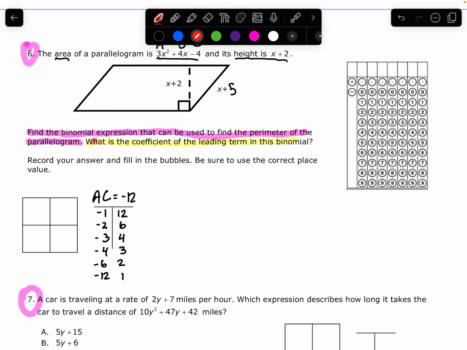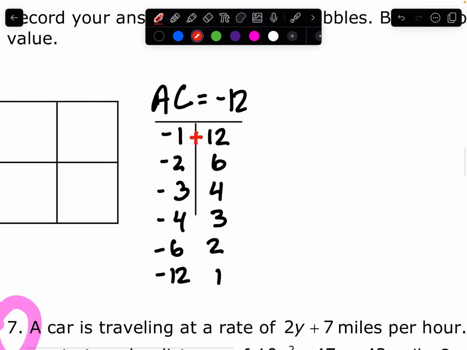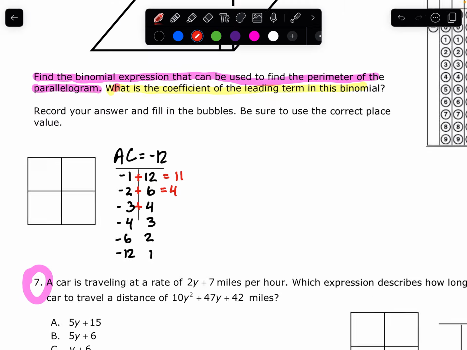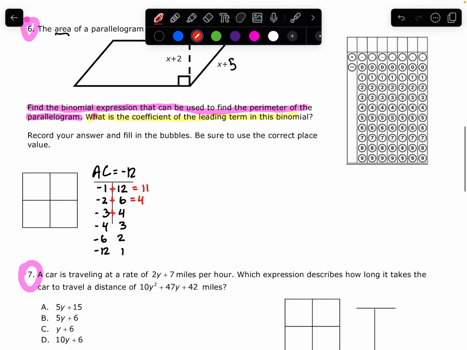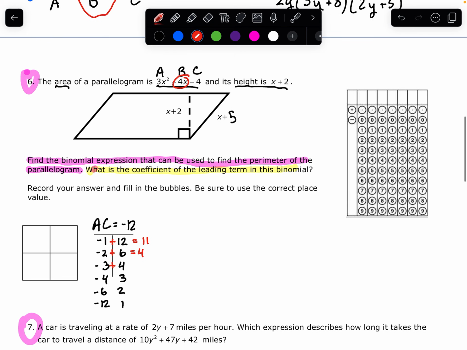My B value I'm looking for is a positive 4 right here, guys. So I'm looking for a B of a positive 4. When I add everything up, I have negative 1 plus 12 is 11. Negative 2 plus 6 is 4. And lo and behold, I'm looking for a positive 4. So I'm going to stop right there.